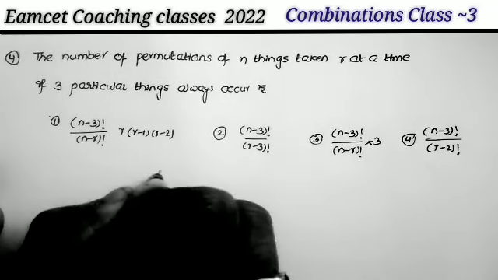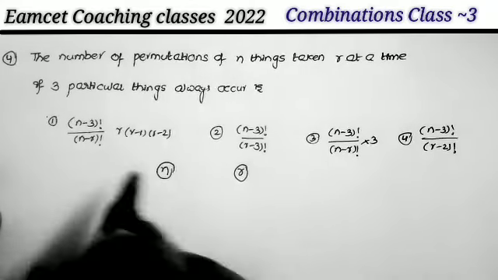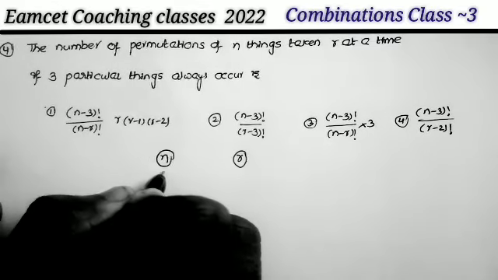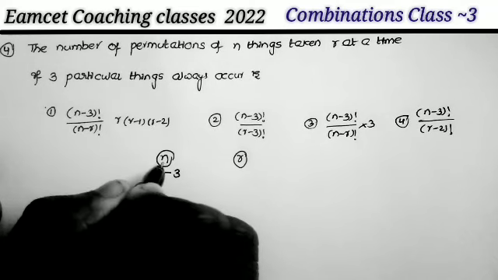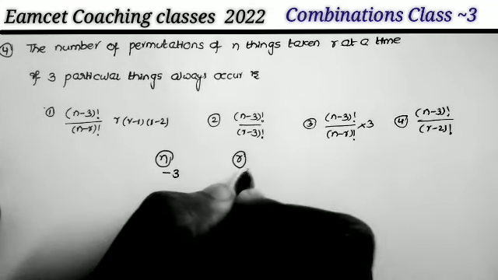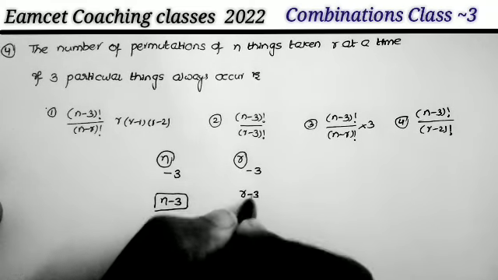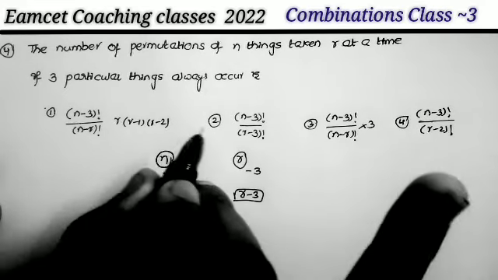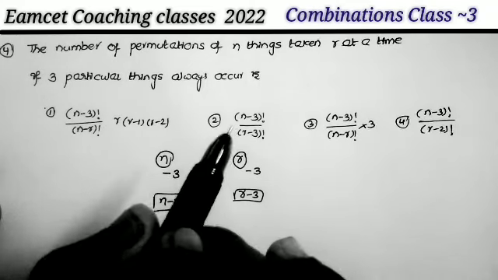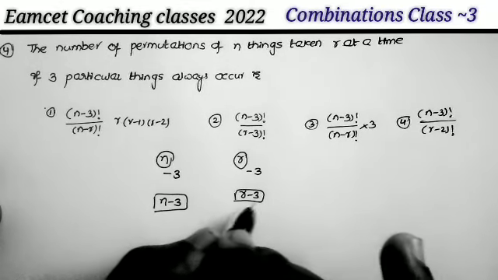That is, the given number of things is n. Here we want r things. This is the question, but what is the condition given? 3 particular things always occur. That means first remove the 3 things, then the remaining things are only n minus 3. Here also 3 particular things are already placed, which means we have to select only r minus 3 things. Already 3 things are directly placed here, taken from these n things. Now we have to select only r minus 3 things.